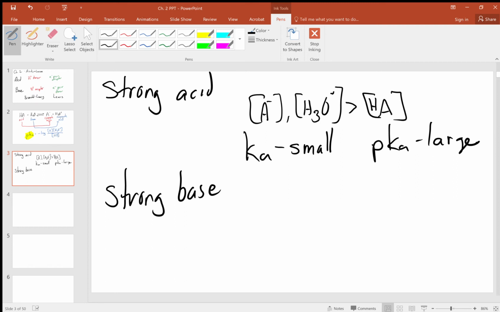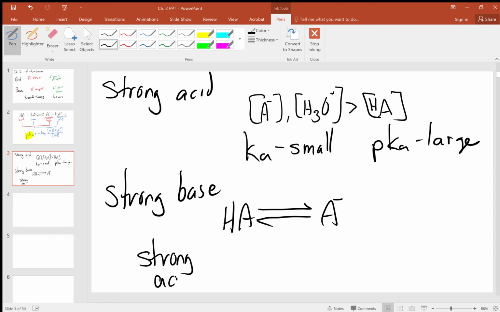Now, given that pKa is a measurement of acid strength, how do we use it to measure base strength? Well, we know in an acid-base reaction that an acid and its conjugate base are in equilibrium. So if we have a strong acid, that is something that's very willing to give up its protons.